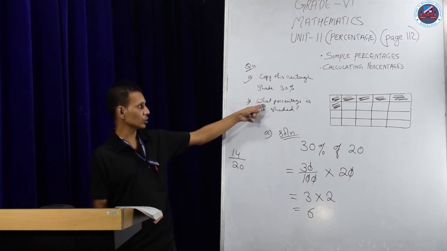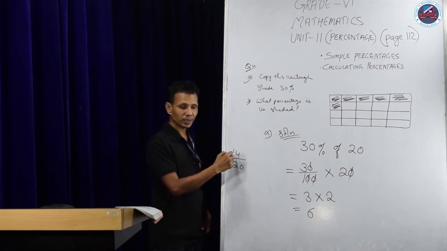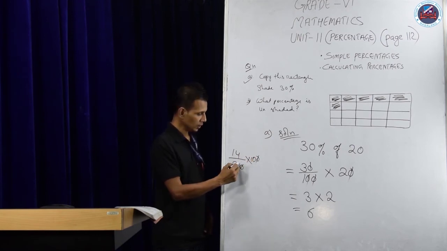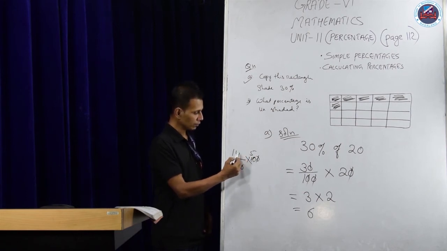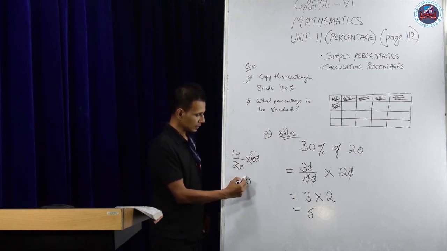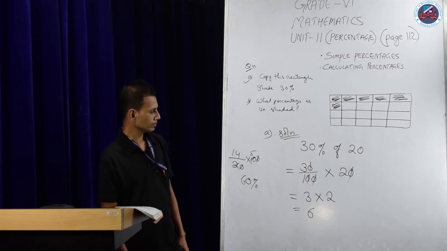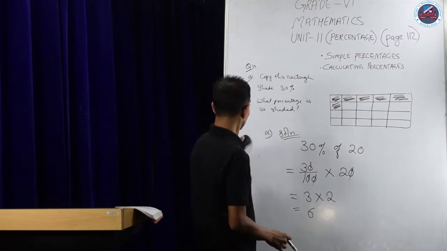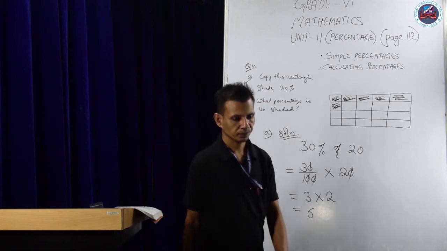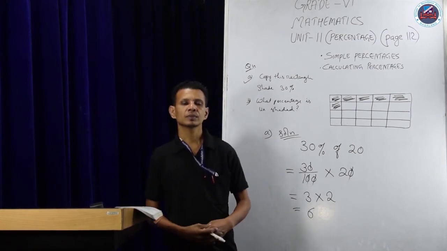Now find the percentage, because they ask you what percentage is unshaded. This is a fraction, and to convert this into a percentage, you need to multiply by 100. Is that okay? You can do that. 2 times 5, 10. See that? Well, I'm done with this.